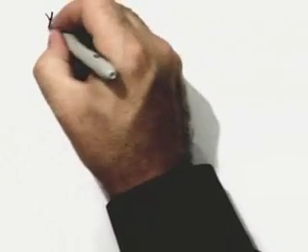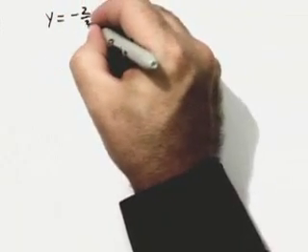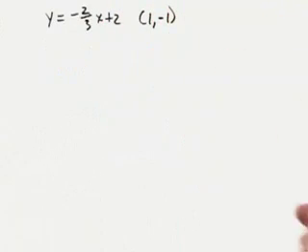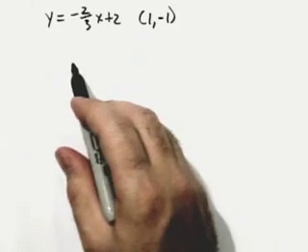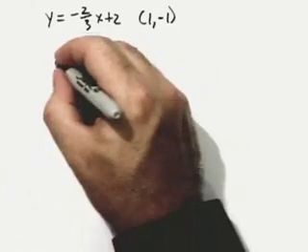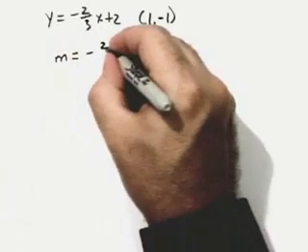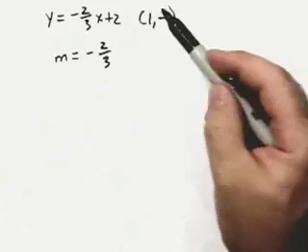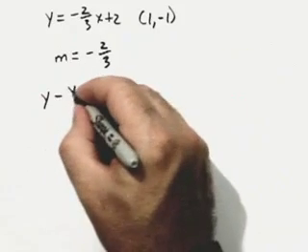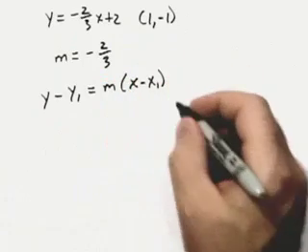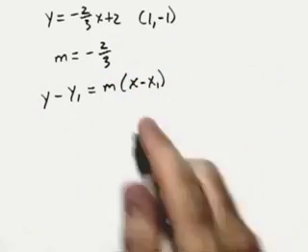Starting with the parallel line, we're looking for the line that's parallel to y equals negative 2/3 x plus 2 that passes through the point (1, -1). We know that parallel lines have the same slope, and we see that our given line has slope negative 2/3, so the slope of our line will be negative 2/3 as well. Now here we're given the slope and a point, so we can use our point slope form, y minus y1 equals m times x minus x1, to find the equation of our parallel line.